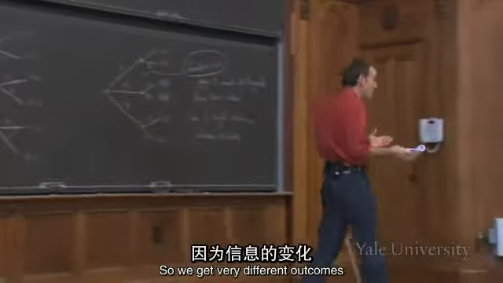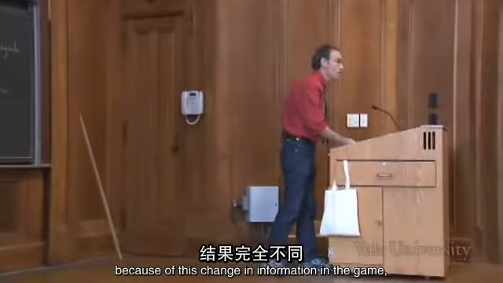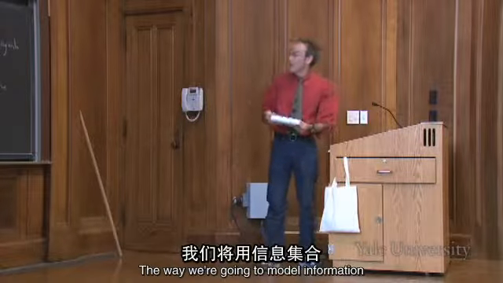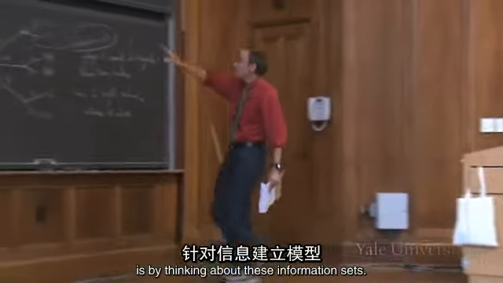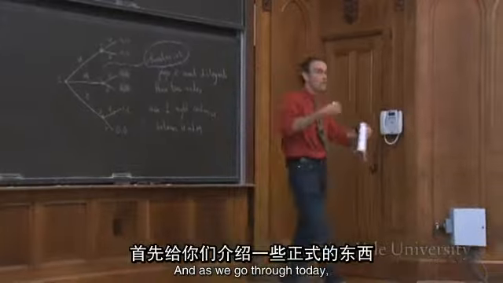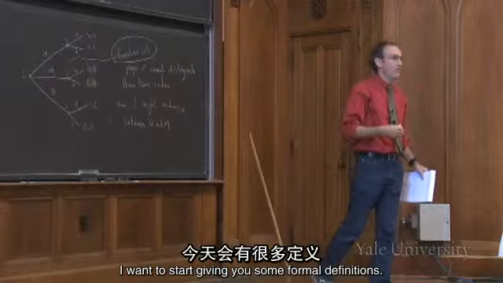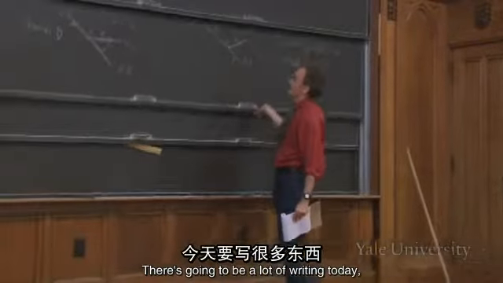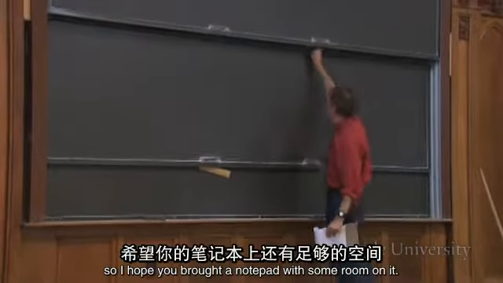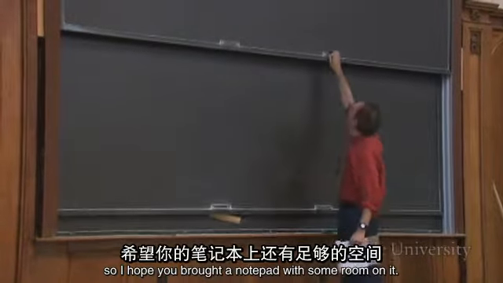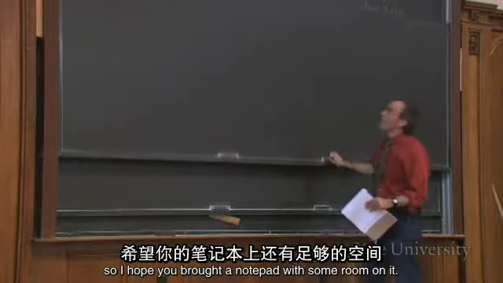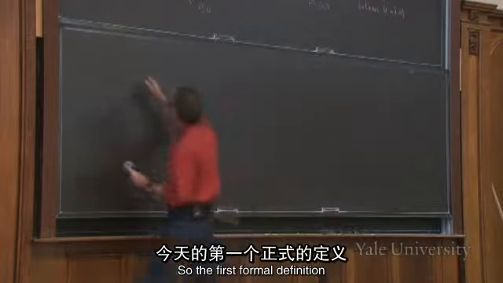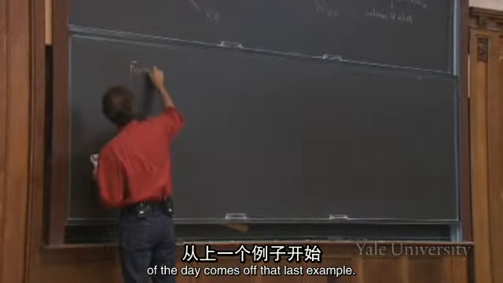So we get very different outcomes because of this change in information in the game. And the theme of today is that information is going to matter. The way we're going to model information is by thinking about these information sets. And as we go through today, I want to start giving you some formal definitions. So this is the idea. Now let's look at the formal definition. There's going to be a lot of writing today, so I hope you brought a notepad with some room on it. All right, so the first formal definition of the day comes off that last example.